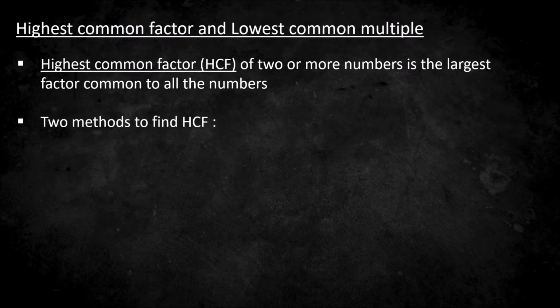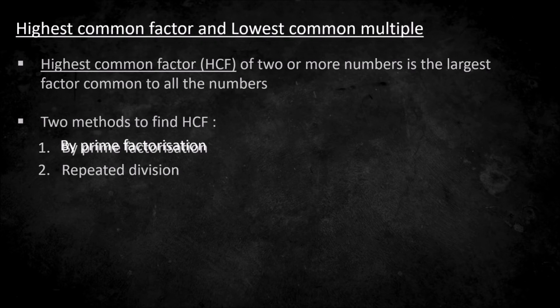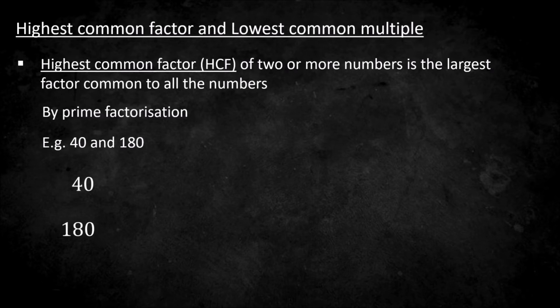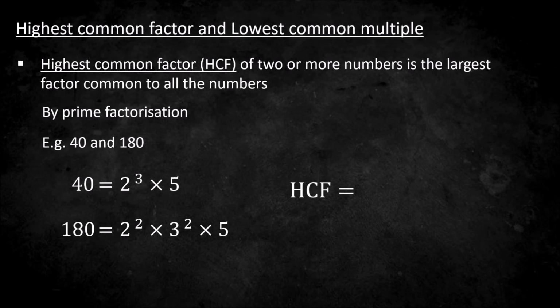The two methods used to find the highest common factor are by prime factorization and by repeated division. We will demonstrate using prime factorization with 40 and 180 as an example. We perform prime factorization on each of the numbers and express them in index form. To find the highest common factor, identify the prime factors common to all numbers. For this example, the prime factors are 2 and 5.